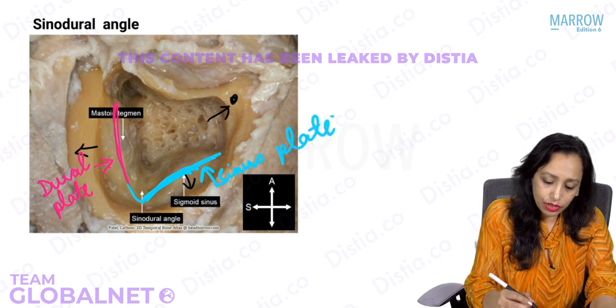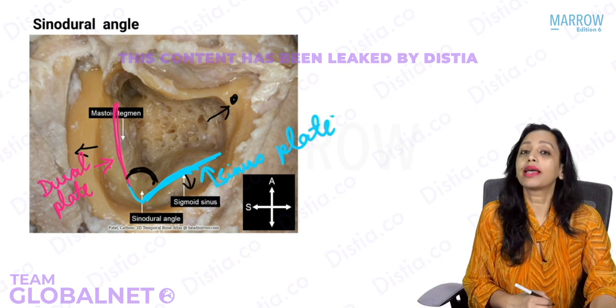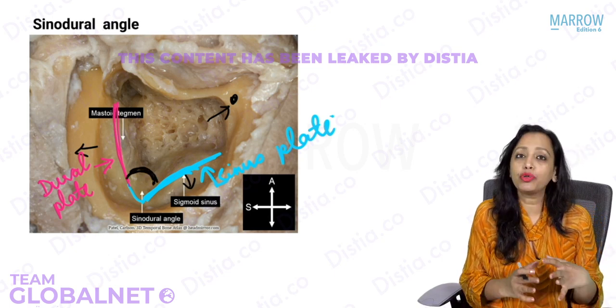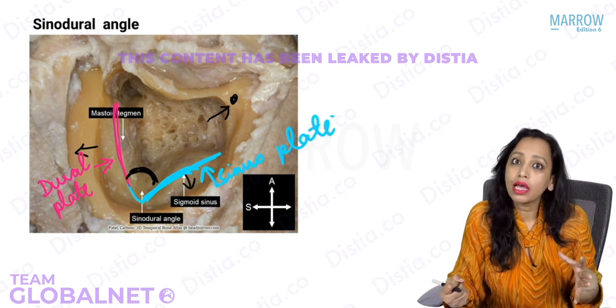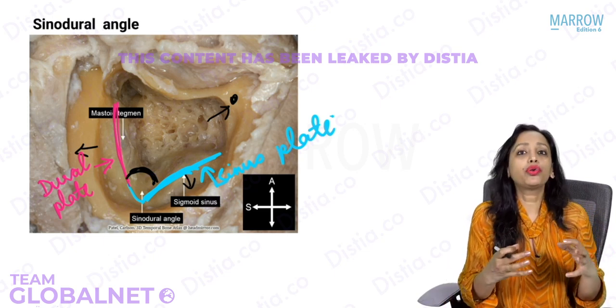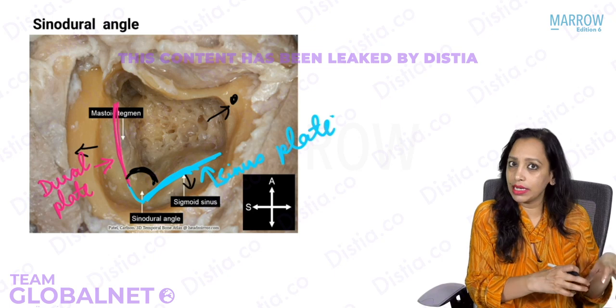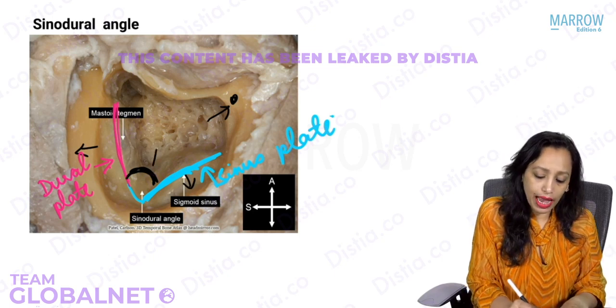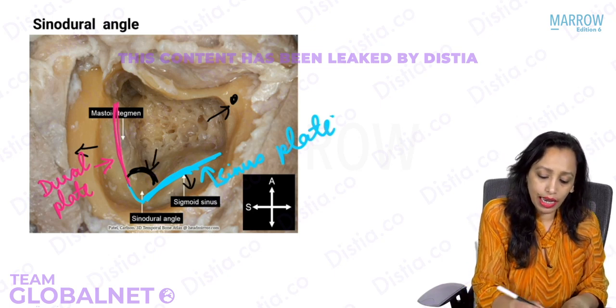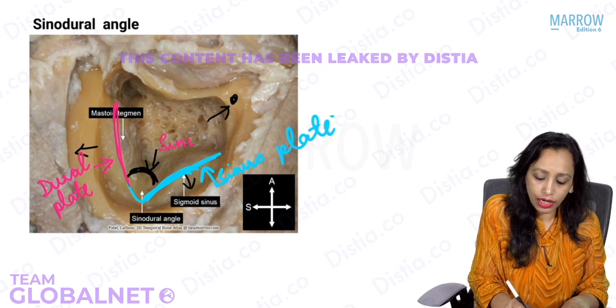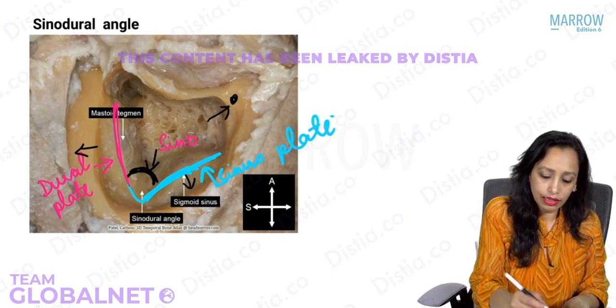And this angle, can you see? This angle in between the dural plate and the sinus plate. This is the area where you have to clear all the mastoid air cells very clearly so that you do not leave behind any disease here. This is what is known as the sinodural angle.